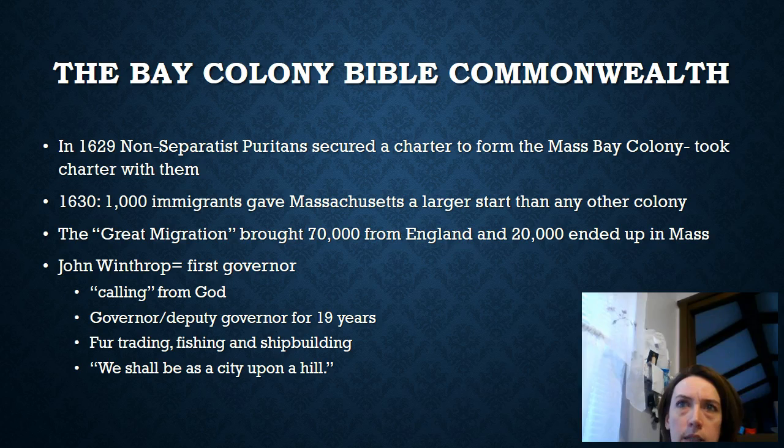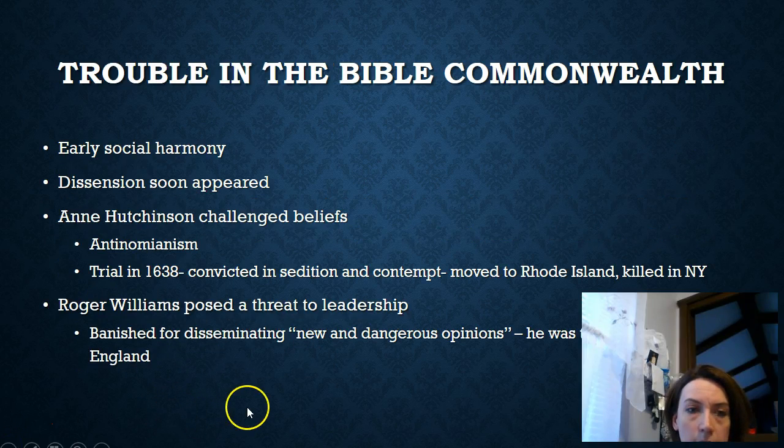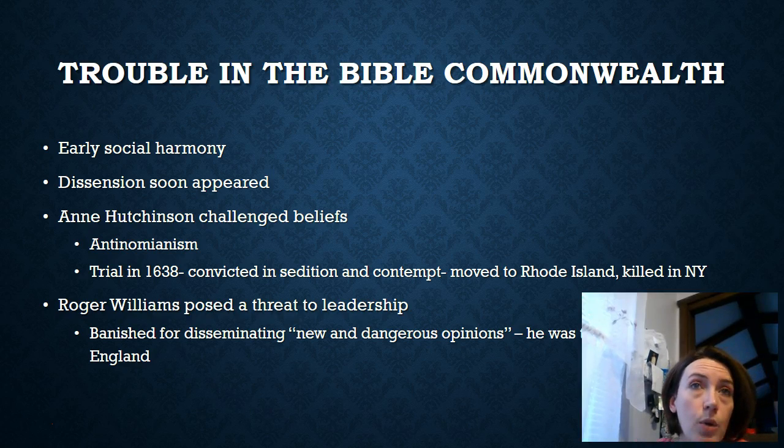However, we very quickly see that that means we cannot tolerate any dissension, any trouble. That's what we see happen rather quickly in this colony: anyone who disagreed or challenged the beliefs was looked at as wrong and removed from the colony, because you wouldn't have that in your ideal Puritan society.